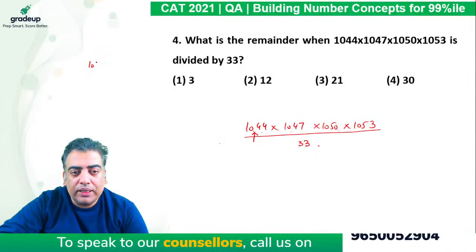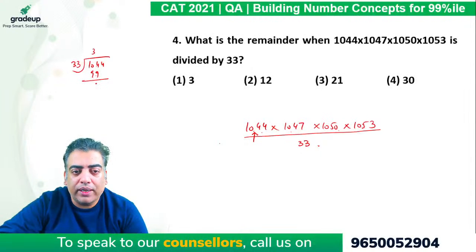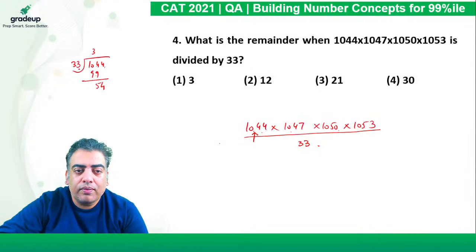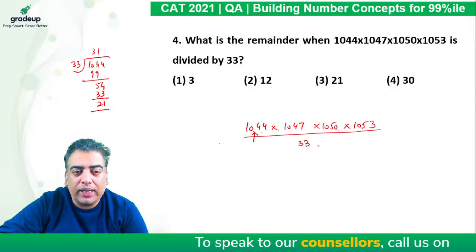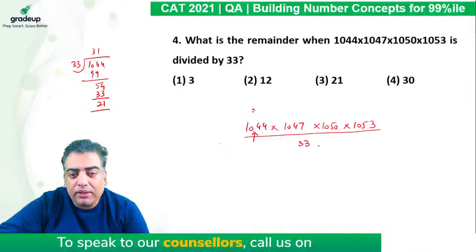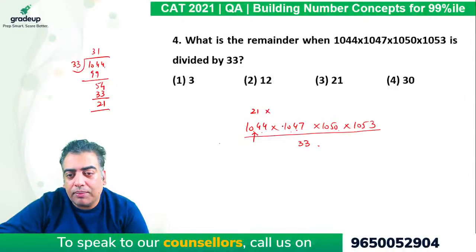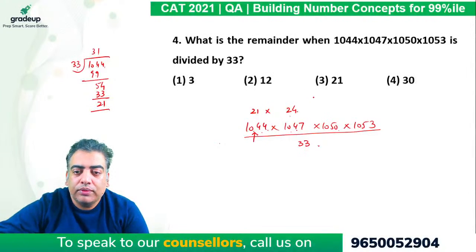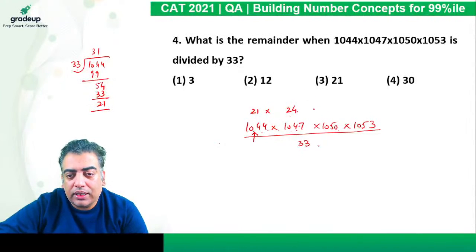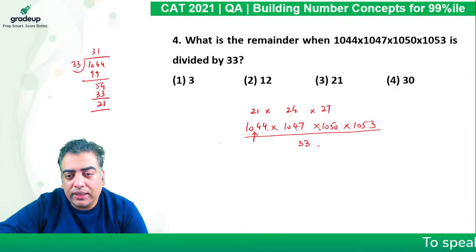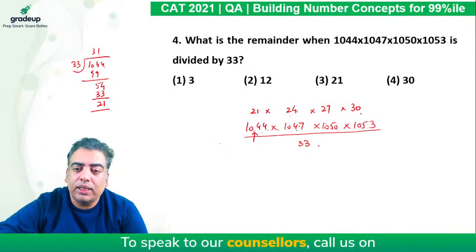So if I divide 1044 by 33, so 33 into 3 is 99, leftover will be 5 and it gives me 4 here. 33 ones are 33 and remainder comes out to be 21. So this number gives me a remainder of 21. This number is 3 more than this, so it will give me a remainder of 24. This is 3 more than this. It will give me a remainder of 27. This is 3 more than this. It will give me a remainder of 30.